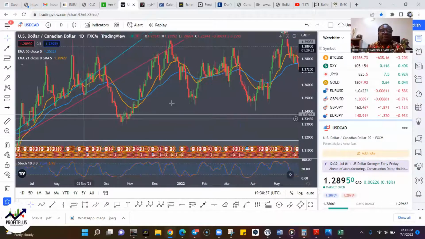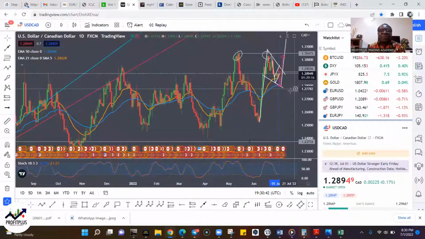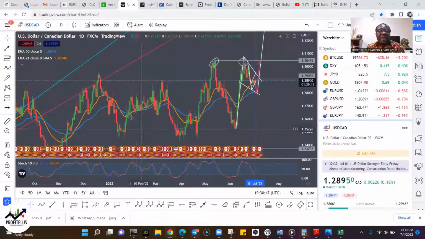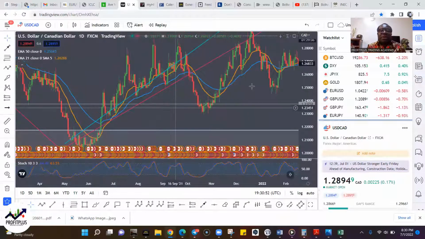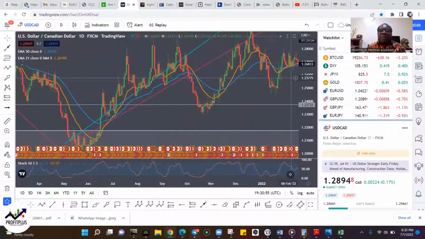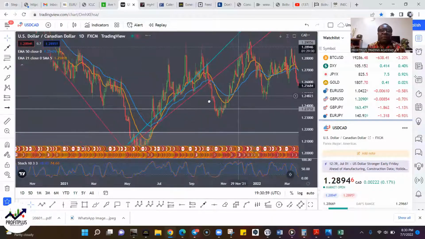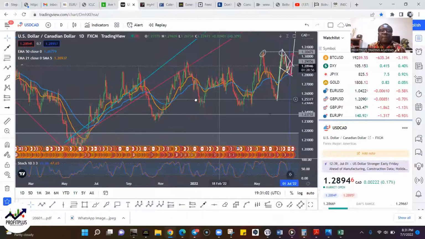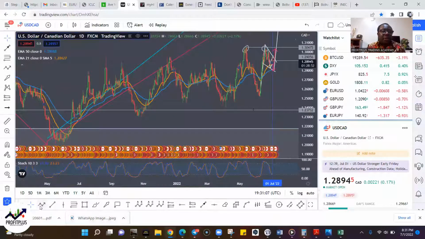Okay, price seems to be trading sideways, but gradually moving north. You can see it gradually making a bullish kind of displacement. All right, so let me reduce this. Okay. All right, so let's look at what the price action is doing here.